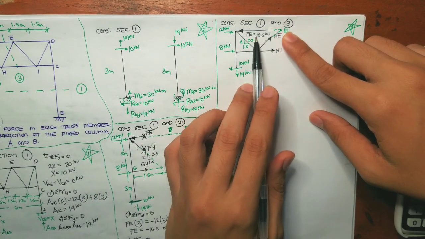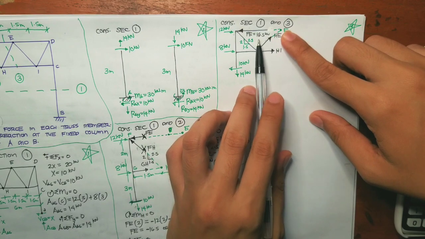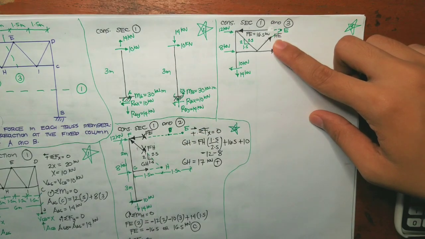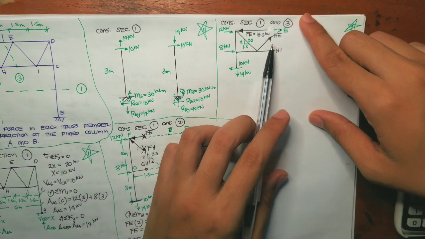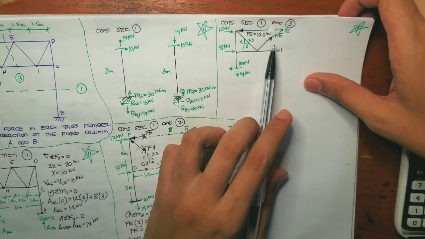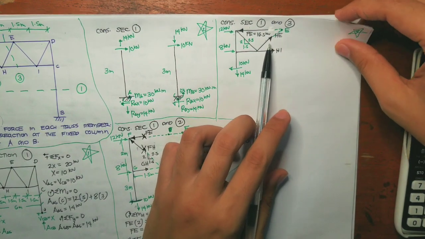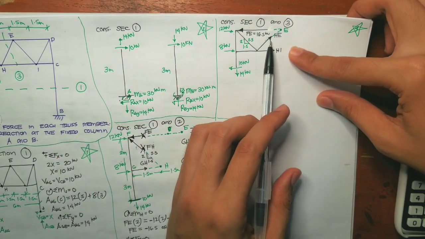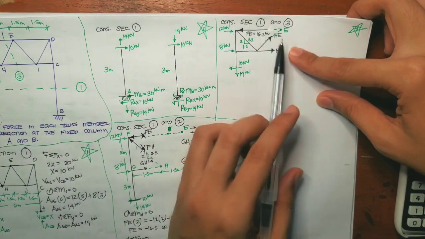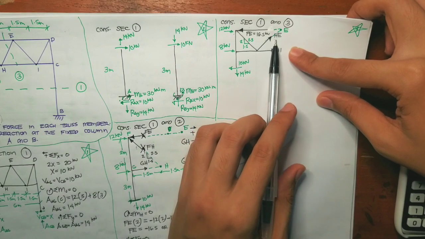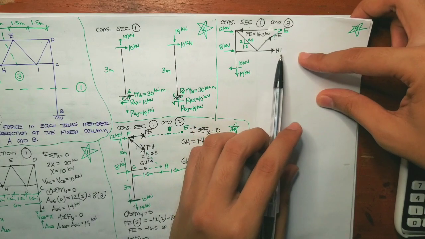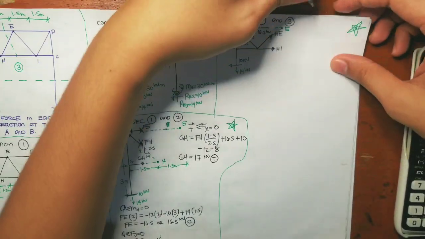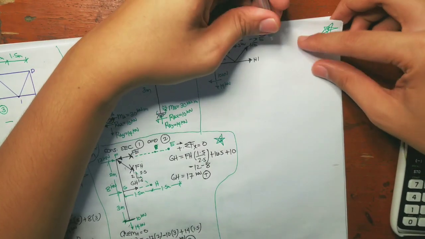But since we have a value of FE, which we have solved earlier from section 1 and section 2, para mas madali na lang yung solution natin, pwede nga gawin natin dito is mag-summation na lang tayo ng forces Y and summation ng forces X. So unahin natin yung summation ng forces Y to get the value of your HE, and once we get the value of HE, we can now solve for the value of HI using summation of forces X. Nasulat lang natin yung equation dito.